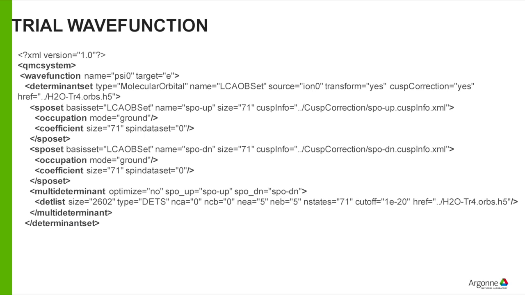determinant list that has 2,600 determinants, the number of electrons that you have, and the number of states, or this is the number of orbitals that you have in an H2O system. You have 71. Cutoff. So even if we have truncated the determinants inside Quantum Package, you can also add an extra truncation inside QMCPACK. And you can just say, well, if the size of the coefficient is smaller than 10 to the minus, you can change that to whatever you want, don't use them.